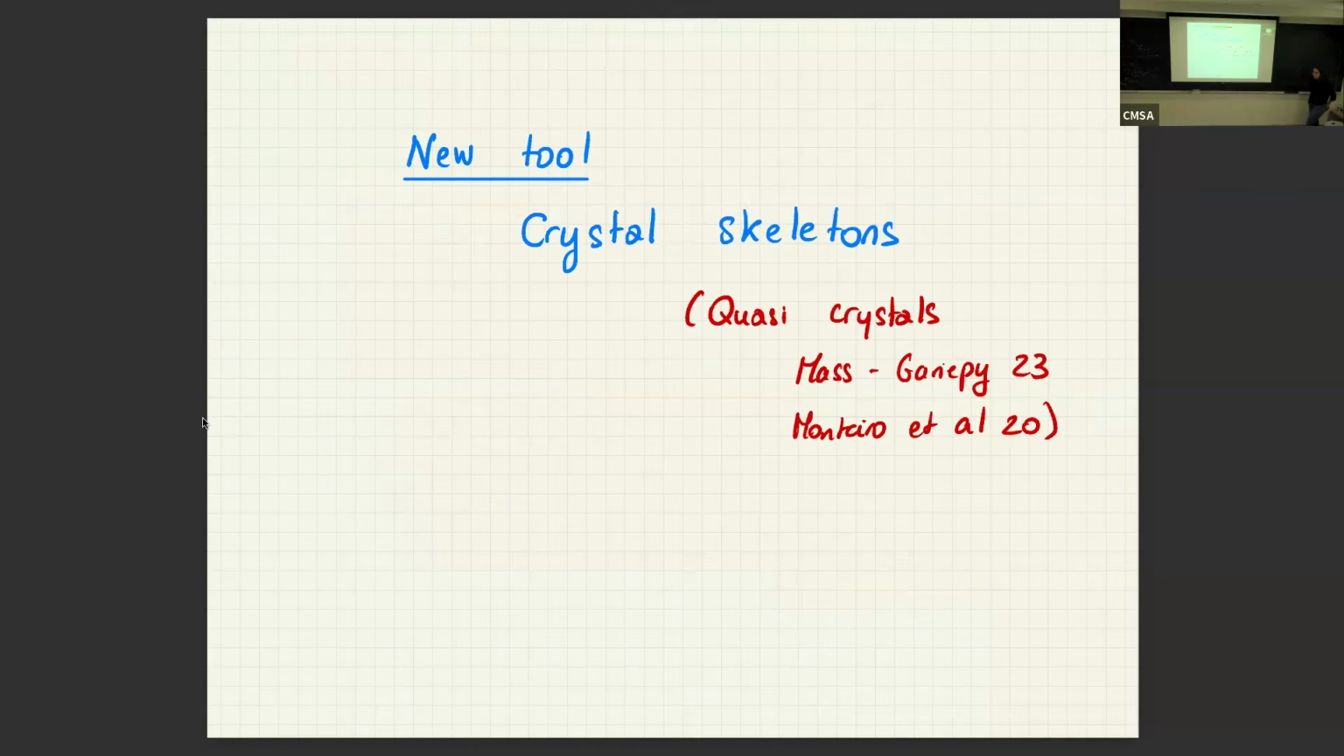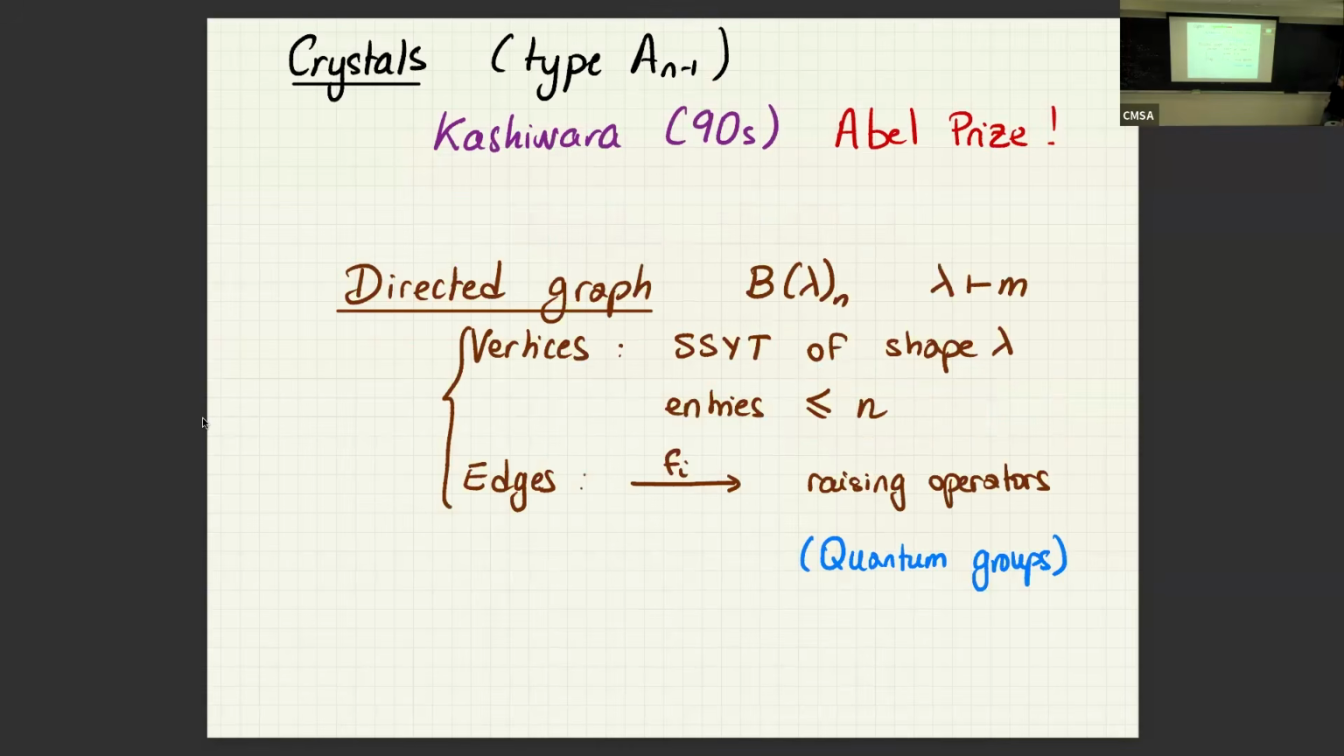They come from the pretty recent work of Maas-Gariépy, where she defined these crystal skeletons. And then there was some other work coming from semigroups, very different, but doing pretty similar things, in papers of Montero. So before I define what a crystal skeleton is, let me tell you what a crystal graph is.